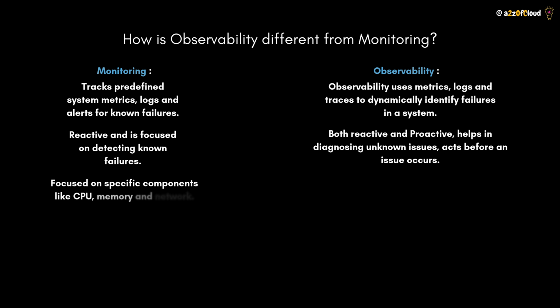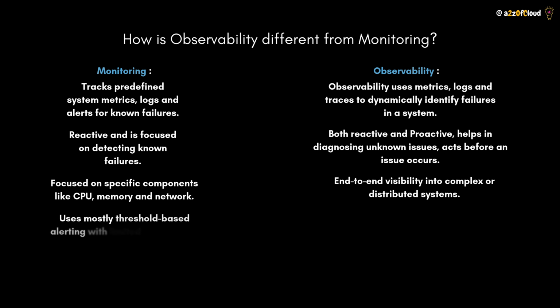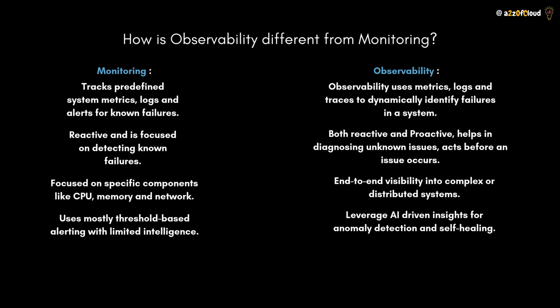Monitoring is focused on specific components like CPU, memory, and network. Observability has end-to-end visibility into complex or distributed systems. Monitoring uses mostly threshold-based alerting with limited intelligence. Observability can leverage AI-driven insights for anomaly detection and self-healing.